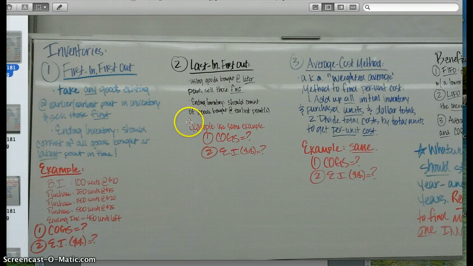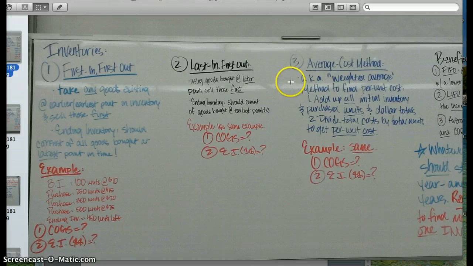For your last in, first out, you use all the goods bought at the later point, which, going back to this example, is the last purchase of the $25 per unit product. Work your way up towards the earliest point. So since you need 700, it's 500 of the latest purchase, which is the $25. Then you only need 200 more of the $20 per unit product, which will give you a cost of goods sold checkpoint of 16,500. Taking that from the total cost of 23,250, you have an ending inventory of 6,750.